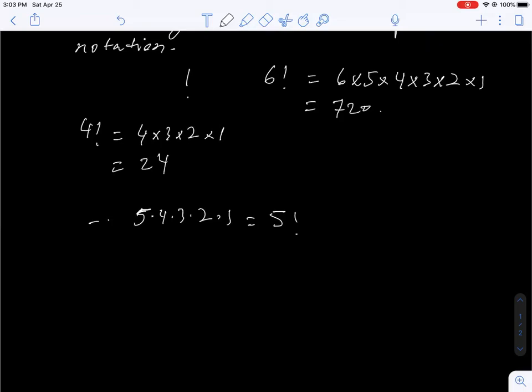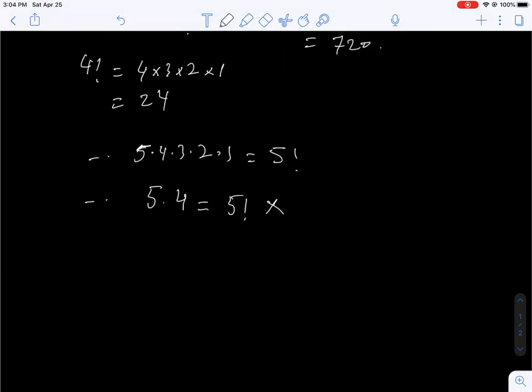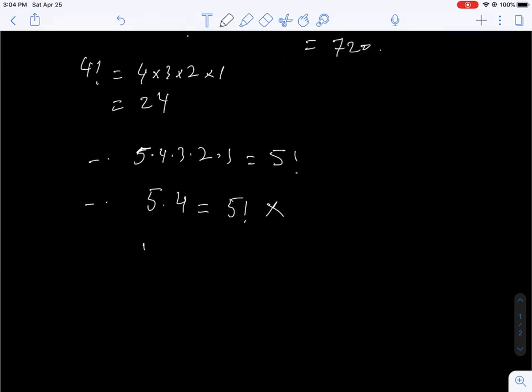But if the information is like 5 times 4, and they say write this in factorial notation, you cannot say it is equal to 5 factorial, because that will be wrong. What you will do is say 5 factorial, and you have to get rid of the extra part that you have added. I have added after 4, so I'll say divide by 3 factorial.